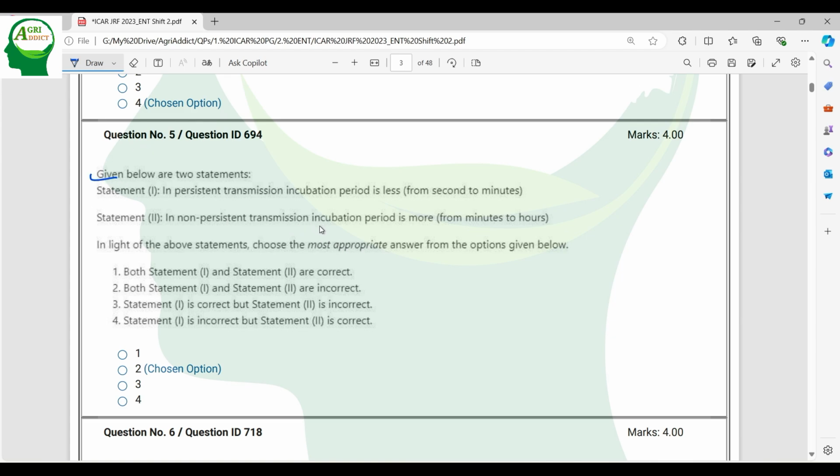Next question. Statement 1 is that in persistent transmission the incubation period is less, and statement 2 is that in non-persistent transmission the incubation period is more, from minutes to hours. Actually, both these statements are incorrect here. Why? Because in persistent transmission the incubation period is more. It is not less, it is more in persistent transmission, but in non-persistent it is less.